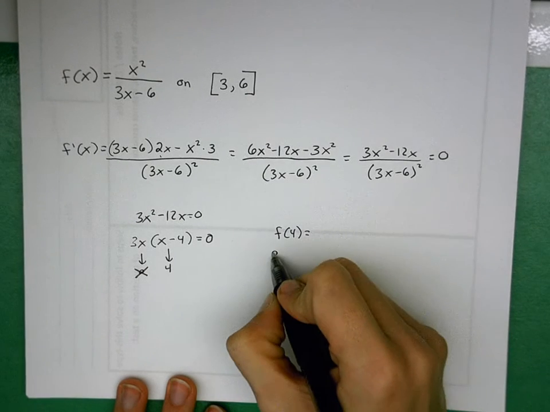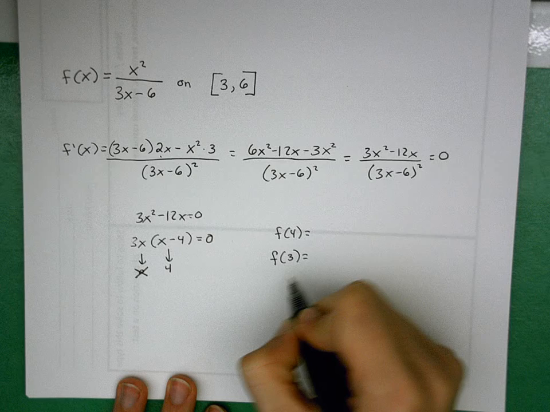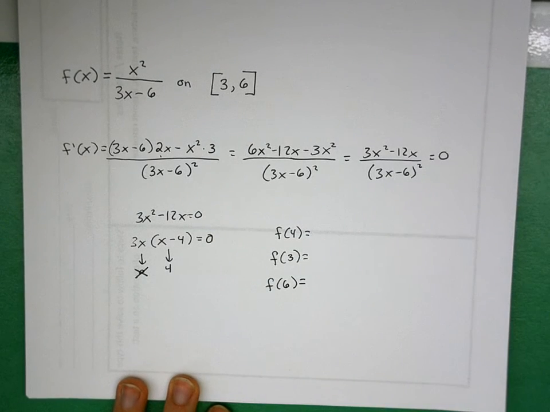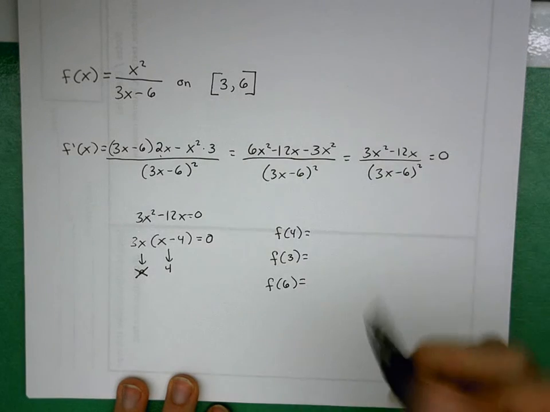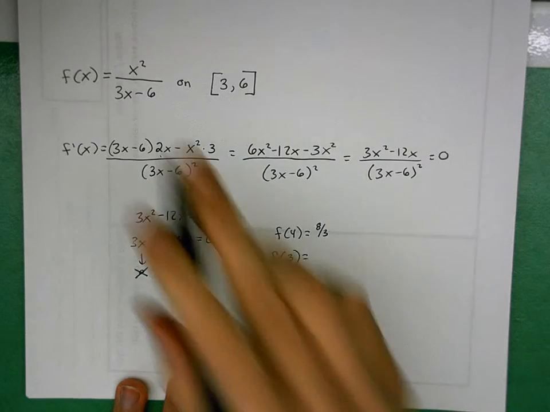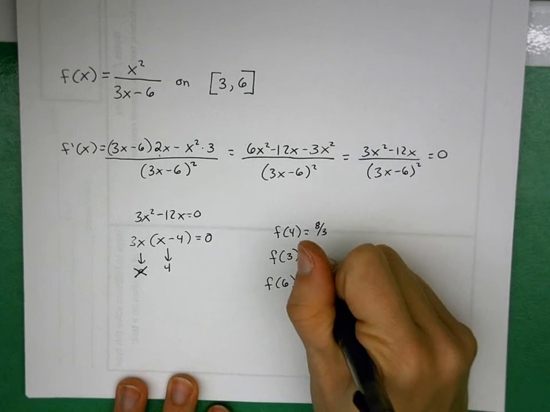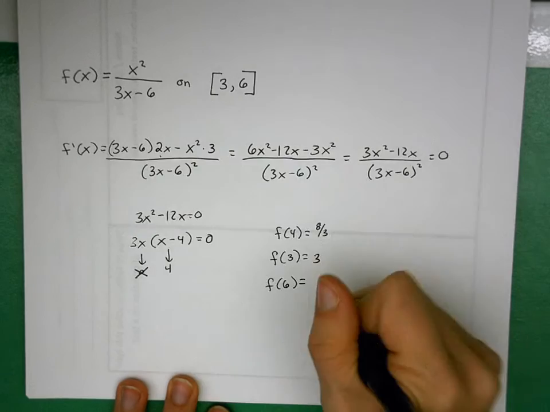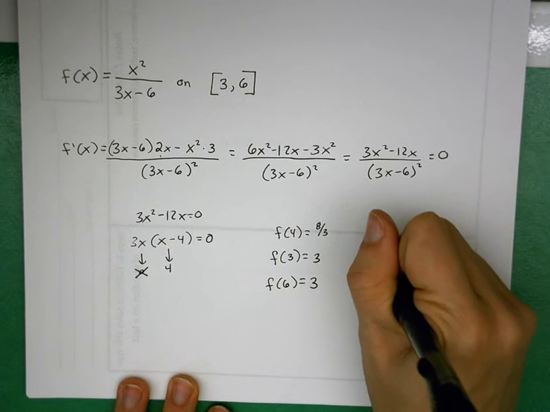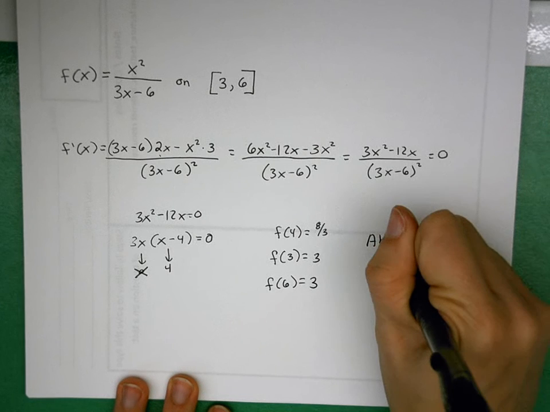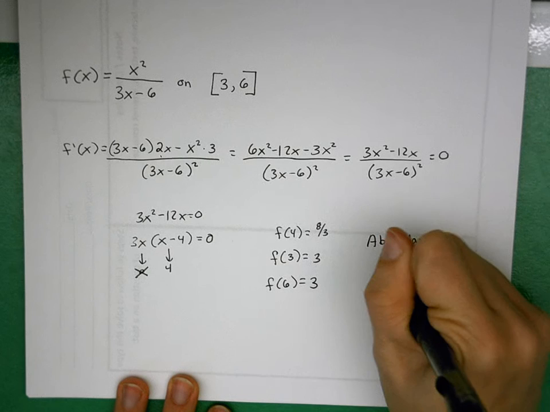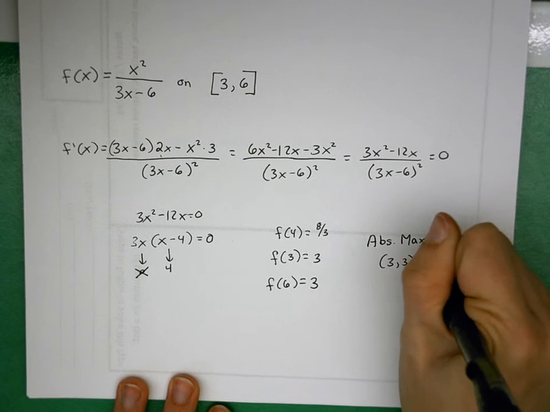And then my two endpoints, 3 and 6. Okay, when you plug 4 into the original function, you get 8/3. When you plug 3 into the original function, you get 3. And when you plug 6 into the original function, you again get 3. So in this case, I have two absolute maxes. 3, 3, and 6, 3.